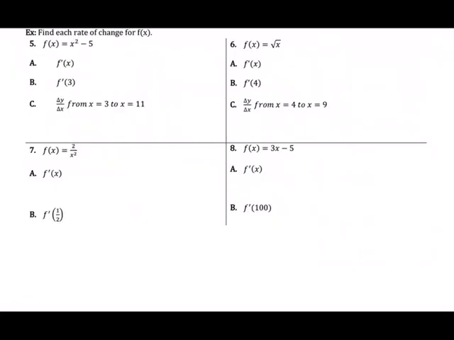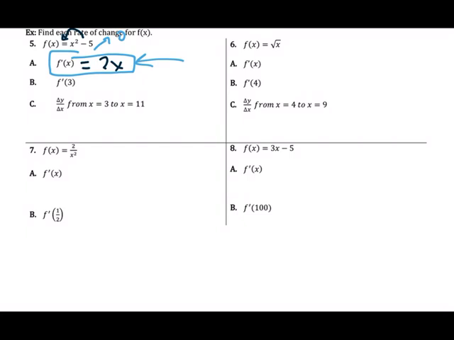So here on number 5, it is asking us to find the rate of change for each situation. So the rate of change for part A, it's asking us to find f prime of x, meaning find the derivative. Well, if I drop my exponent down using the power rule, I get 2x. The derivative of 5 is going to go to 0. So f prime of x is 2x, which means I could evaluate the derivative for f at any value of x by simply plugging it into this equation.